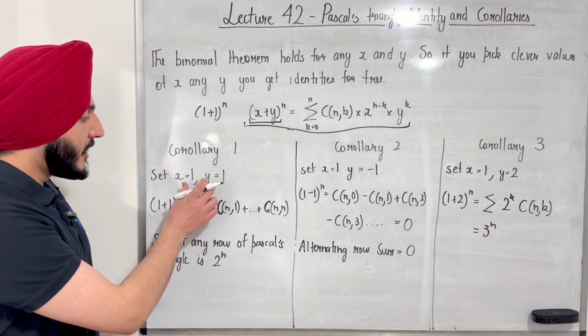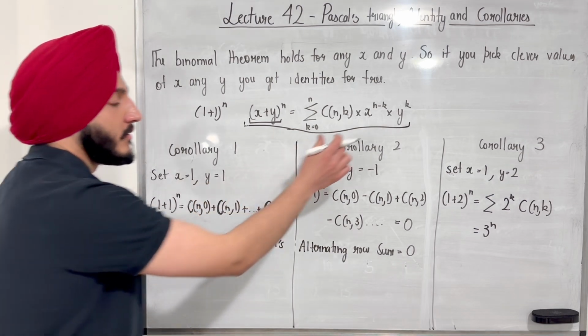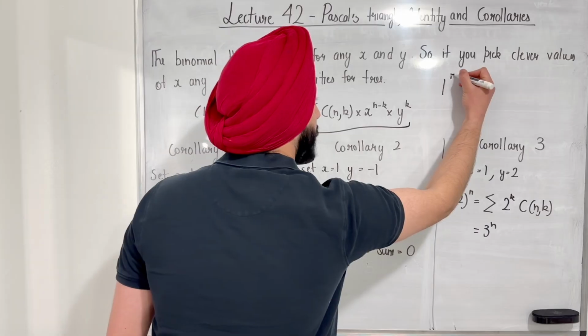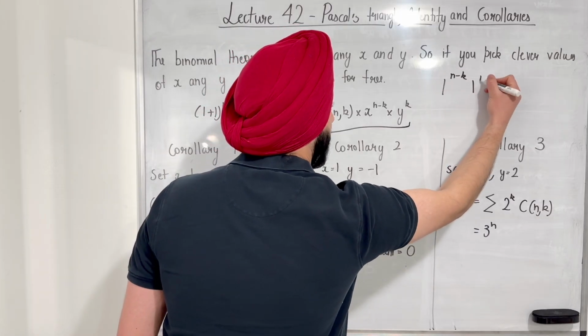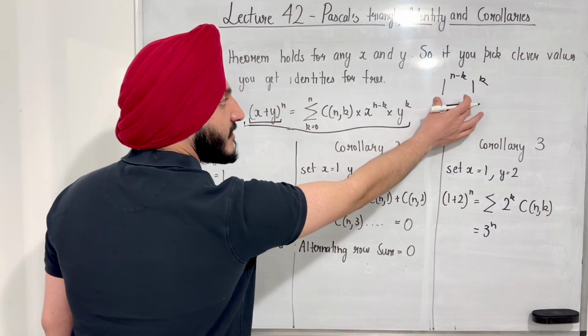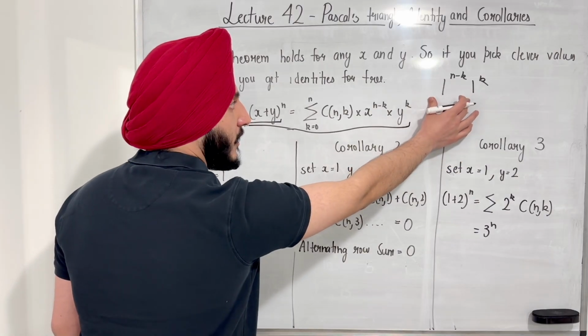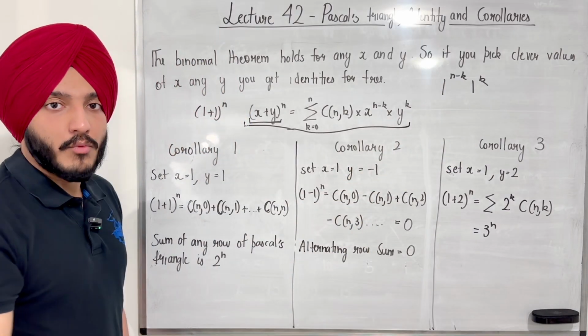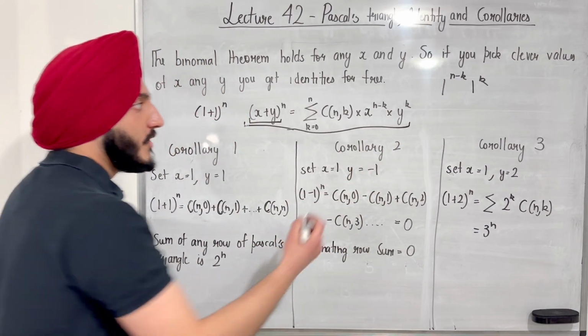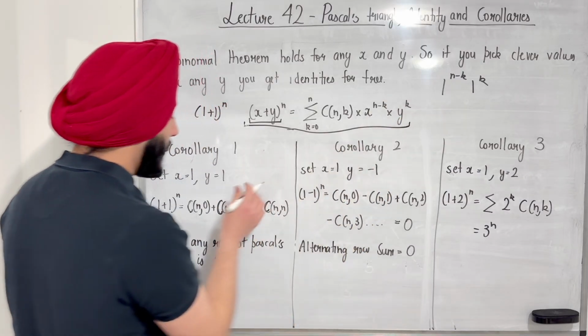Okay, think about this, right? If x and y are just 1, then 1 to the power of n minus k, or 1 to the power of k, the y and x values are fixed, right? They're always 1. So if you do anything to the power of 1, it's always going to remain 1. So we can just remove these terms out of the equation, right?